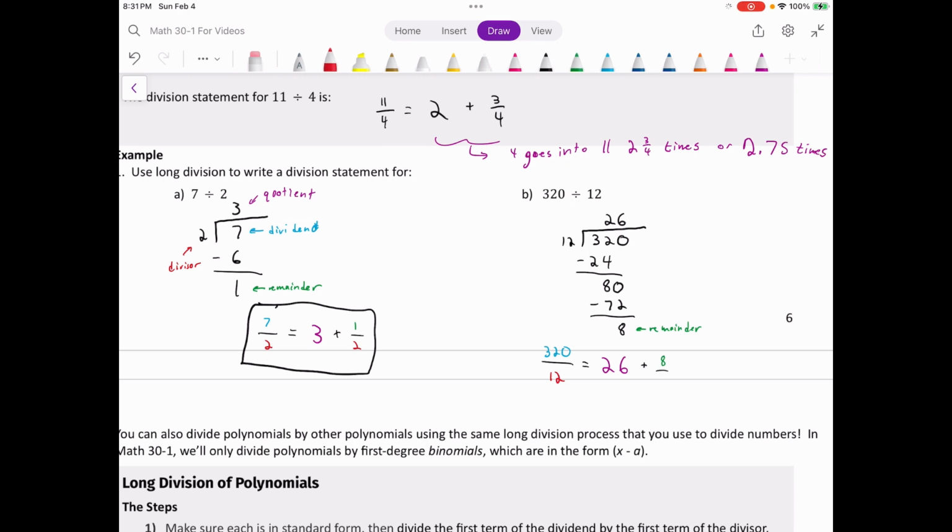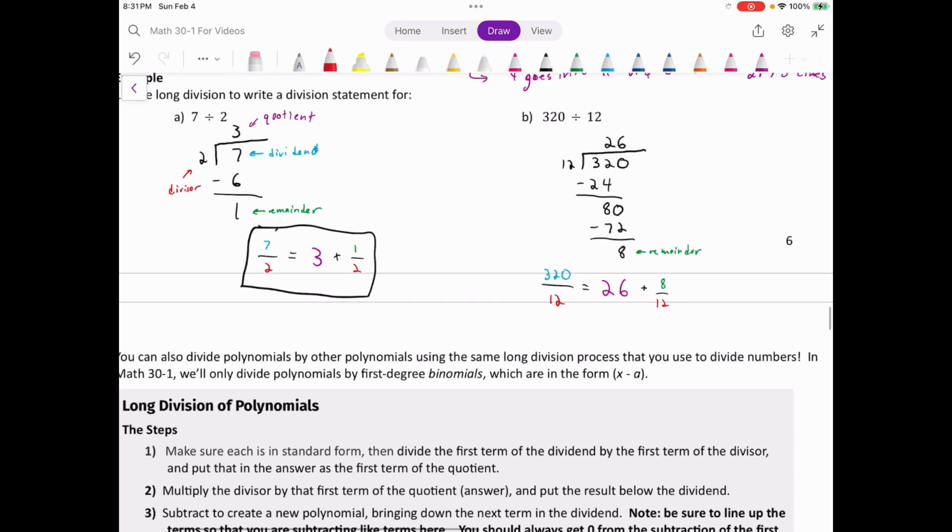Okay, and we could reduce that fraction if we want, because those are both divisible by 4. 8 over 12 is really just 2/3, right? So 320 divided by 12 is 26 plus 2/3. And if you put it in your calculator, 320 divided by 12, you're going to get 26.66667, right? Means that 26 12s go into 320 with 2/3 of a 12 left over, okay?